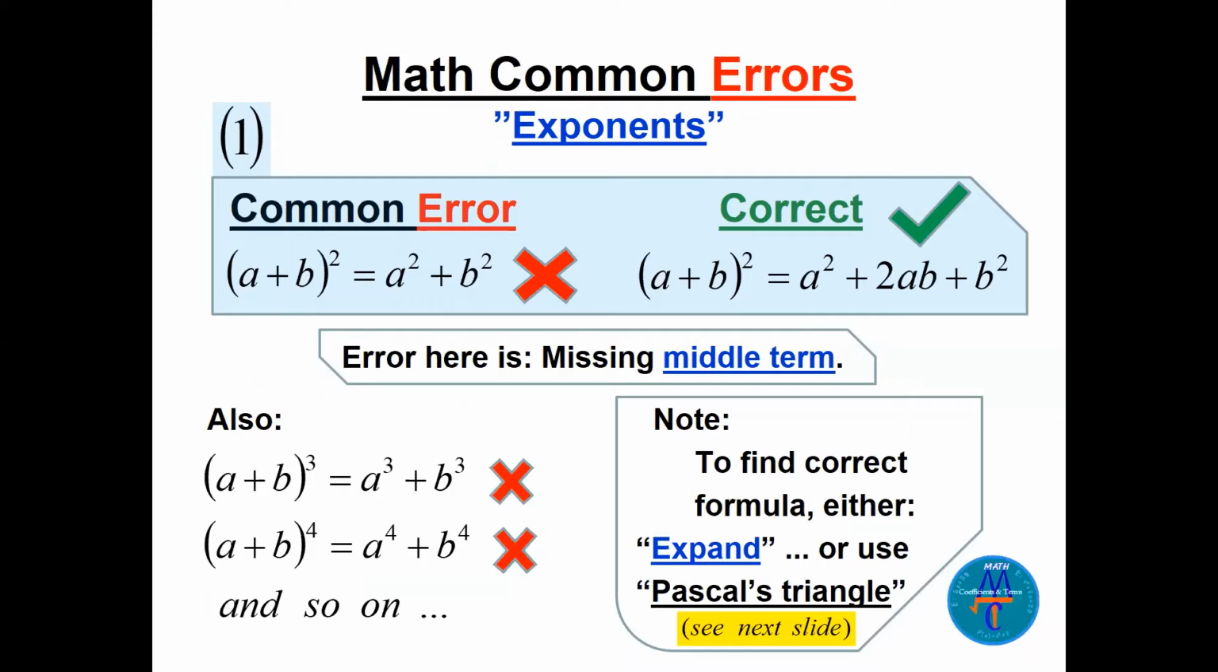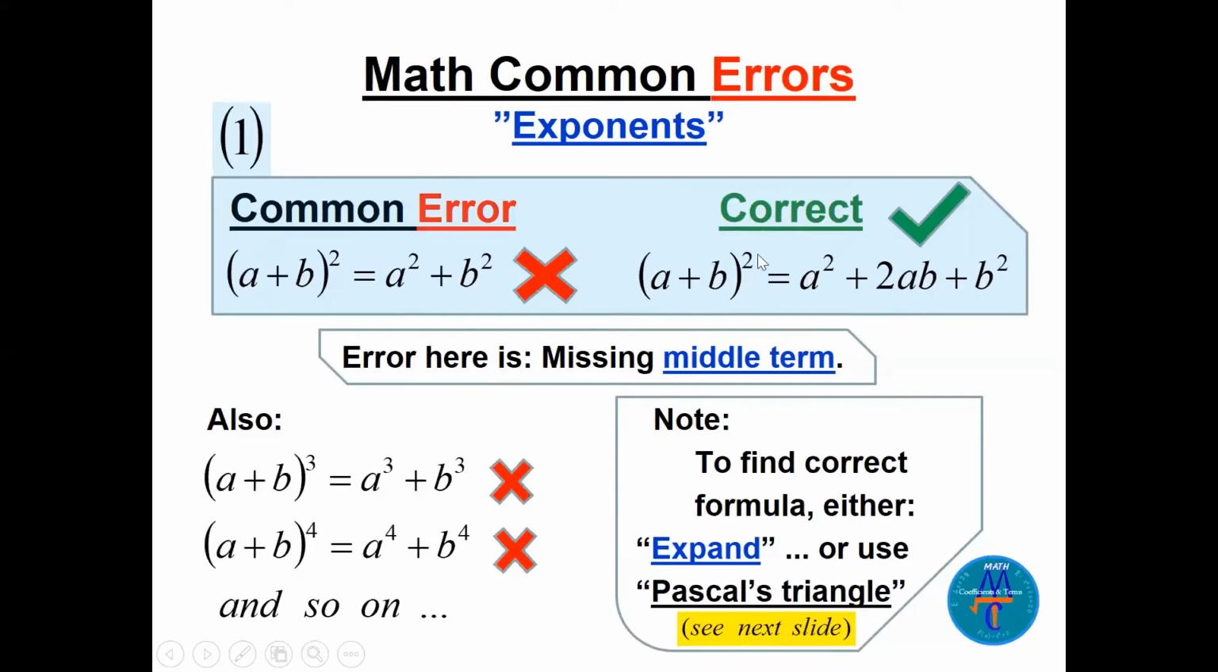This is number 1. I think this math common error is number 1 between students. Look at the error here. Just read it. A plus B all squared equals A squared plus B squared. So easy to write, but completely wrong, unfortunately. The correct formula: A plus B squared is equal to A squared plus 2AB plus B squared. Students forget this middle term, 2AB.